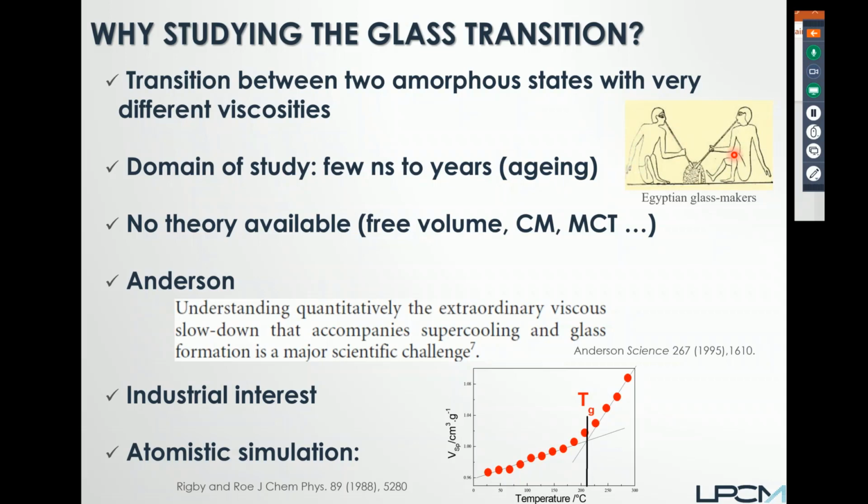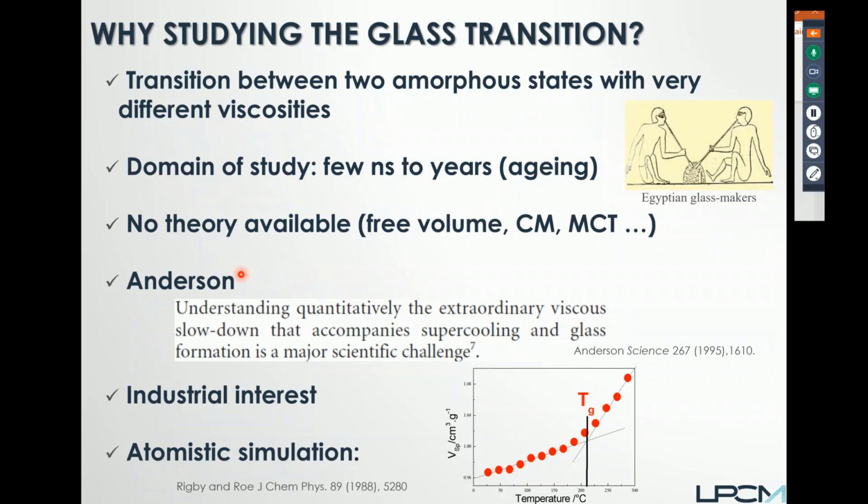Just to show you, this is from pharaonic time, so they knew how to get some glassy structure. The fact that you have a huge domain of study, in time and also length, there is no currently available theory, except perhaps mode coupling theory. That is really a lot of mathematics. Here you have the coupling model. Free volume is a very interesting theory for chemists because you can get some relative TG, not absolute TG, but relative.